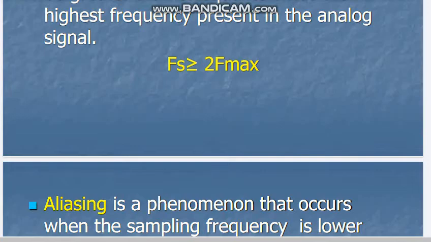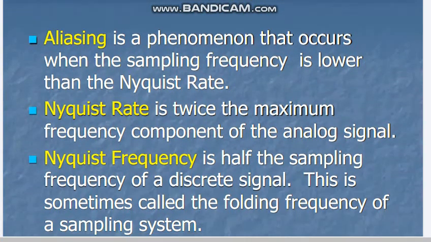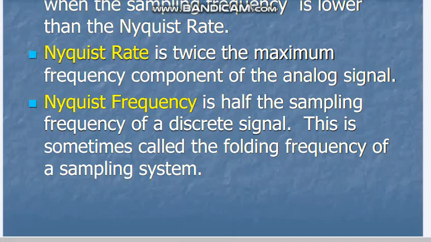Now, what is the Nyquist frequency? That is quite the opposite of the Nyquist rate. The Nyquist frequency is half the sampling frequency of a discrete signal. If the sampling frequency is 200 Hz, the Nyquist frequency will be 100 Hz. This is sometimes called the folding frequency of a sampling system.